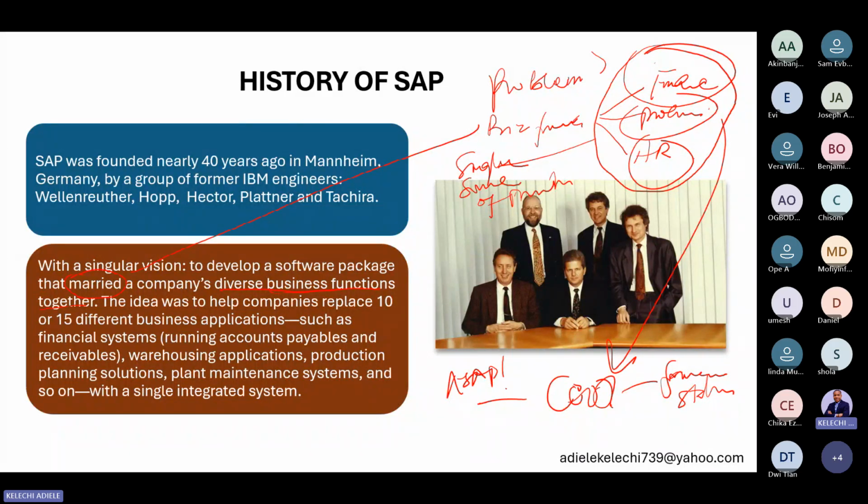So whatever finance is doing, HR sees the impact, and that impact is synchronized. And that's the concept of integration, which we're going to be learning much later when we do the functional work. But this is just giving you a very detailed background of how things were before SAP. The idea was to help companies replace 10 or different business applications running in silos.